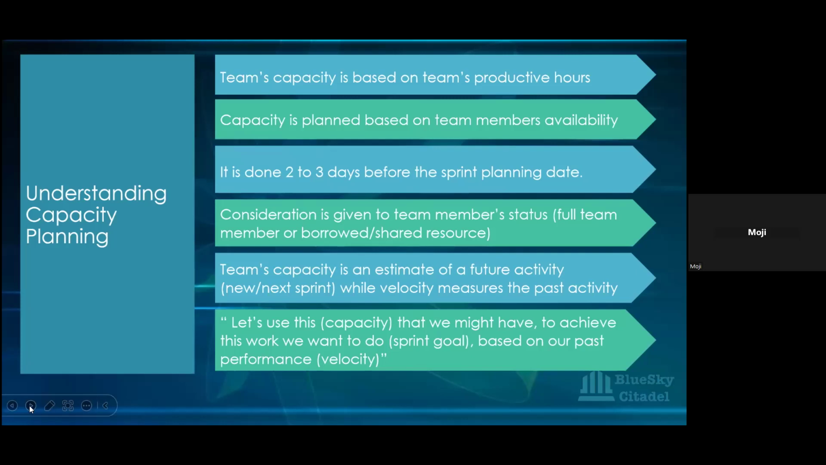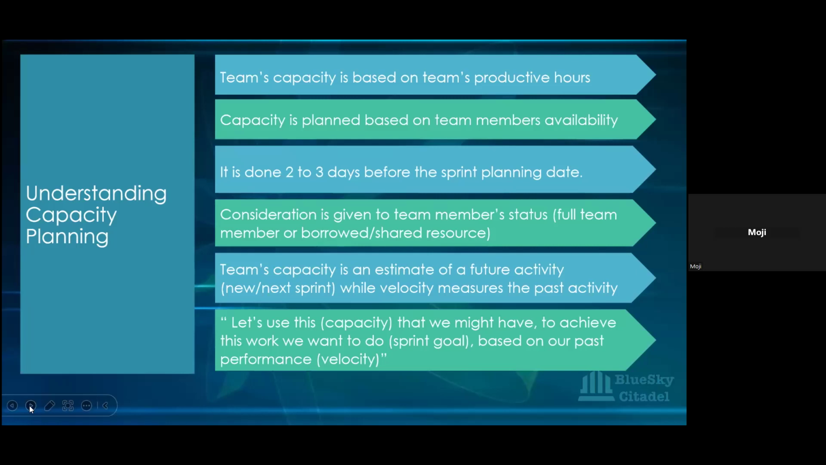And then you have to realize that your capacity planning is an estimate of a future activity. Remember, it's for the next sprint, not the sprint you're in. And it's an estimate, it's not accurate. Okay, we're saying roughly an estimate, this is what is going to be. While your velocity measures past activity, but you can use your velocity, which we will get to. You can use your average velocity with your team's capacity to plan what you're going to take in. Okay, we will get to that.